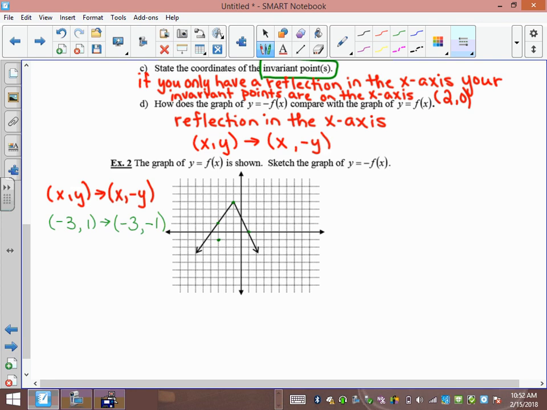Does it look like it's reflected in the x-axis? This point is now here? Yeah. And then we have negative 1 and 4. It's going to be negative 1 and negative 4. So the x stays the same. No, I've changed. And then I have 1 and 0. And it's going to stay 1 and 0, because if I multiply 0 by negative 1, it stays the same. That's why they are invariant, right? You're multiplying by 0.